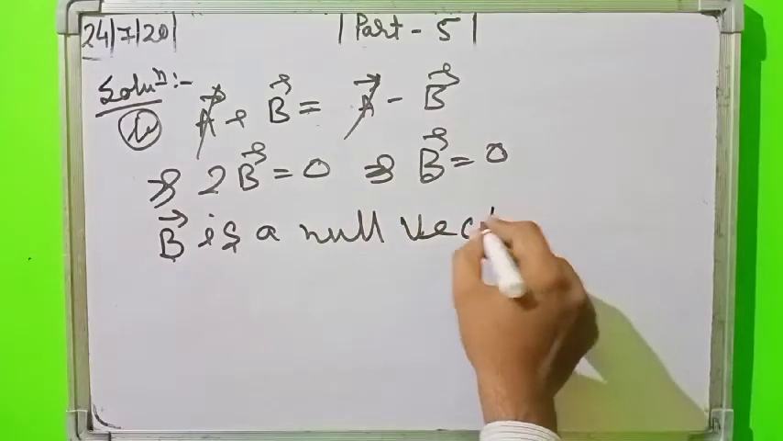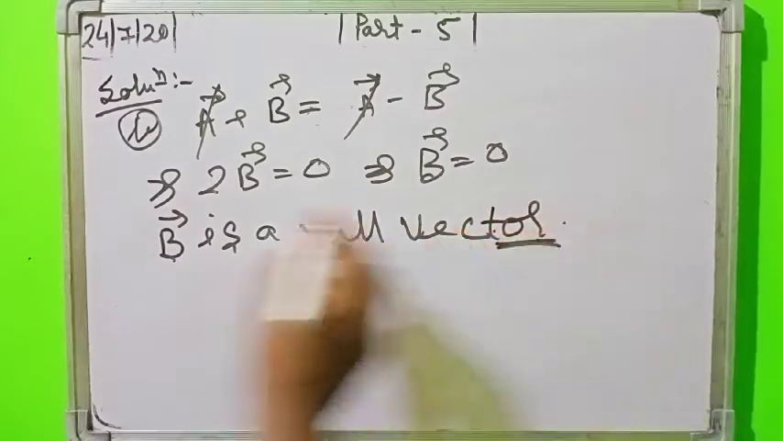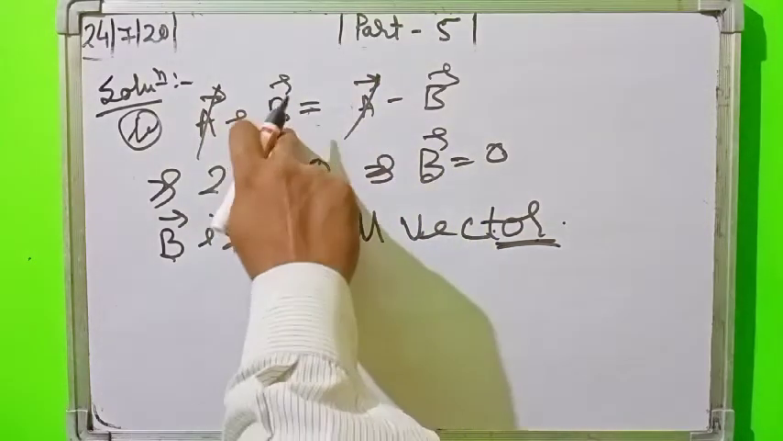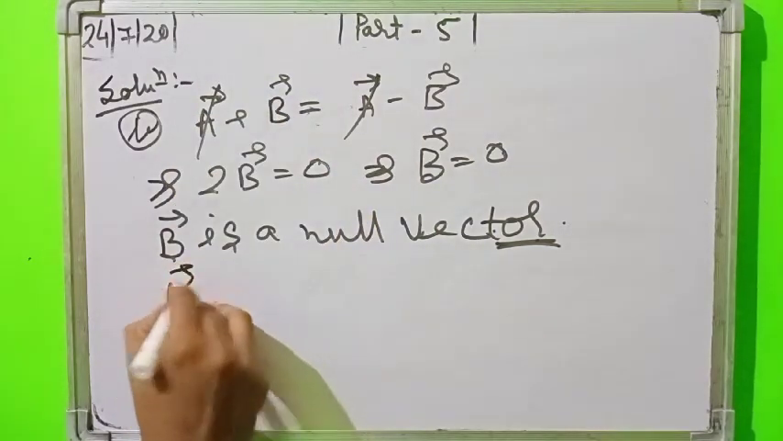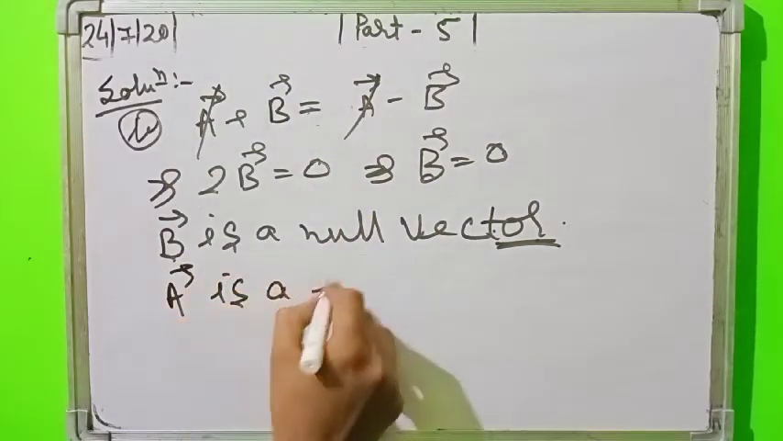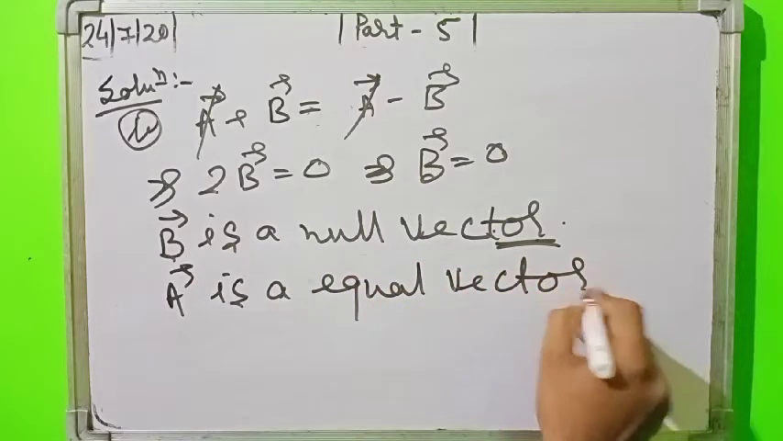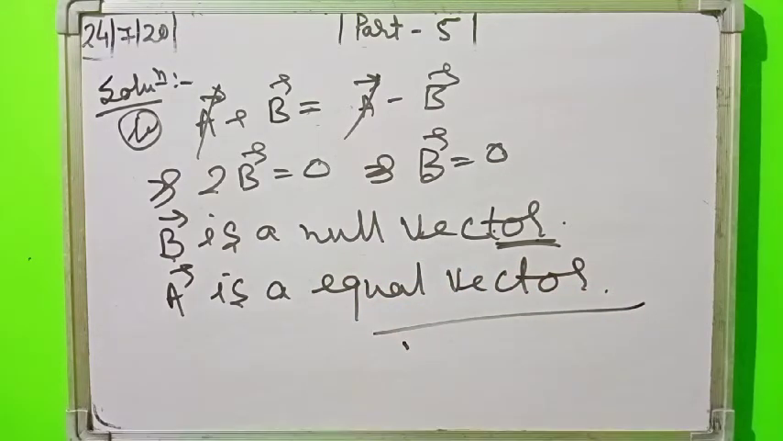Vector B is a null vector, and from this equation, vector A is an equal vector. Vector A is an equal vector and vector B is a null vector. So this is about the numericals, students.